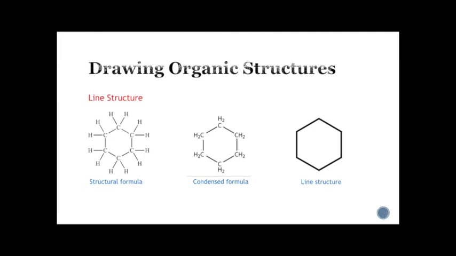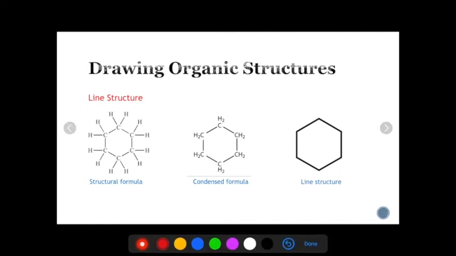Okay, so we have the structural formula. You can also do the condensed formula for the ring, but here for the condensed formula, we do show the bonds between the carbons, not the hydrogens, but the carbons, and then the line structure. Again, we assume we have a carbon, carbon, carbon, and we have enough hydrogen to get it to 4 bonds.